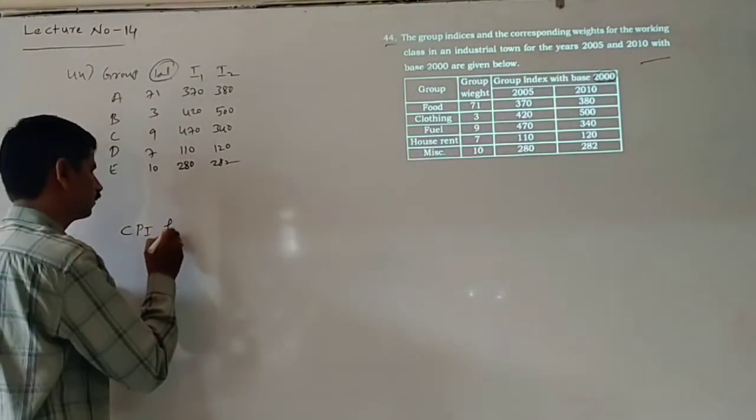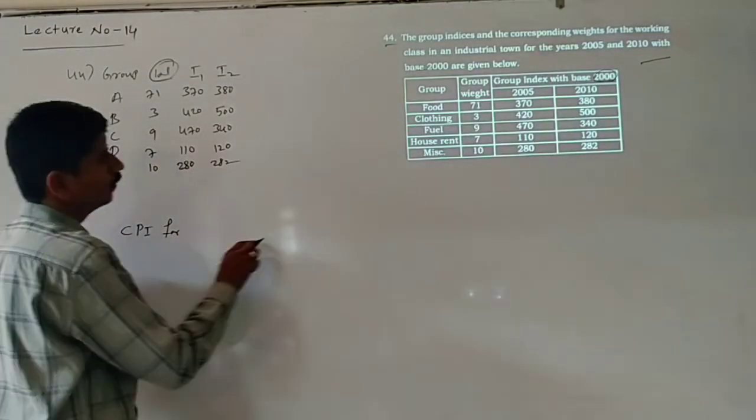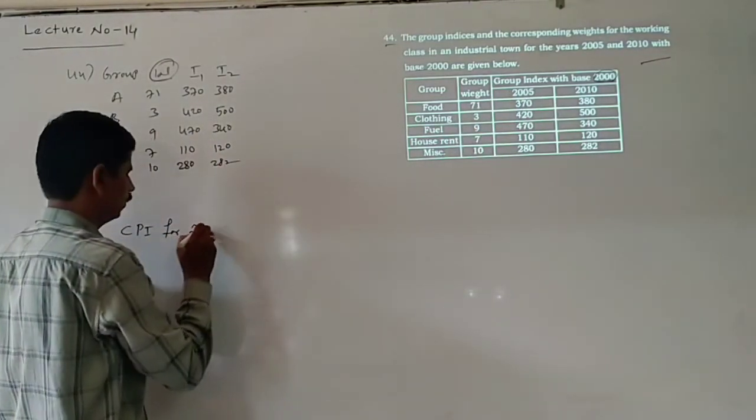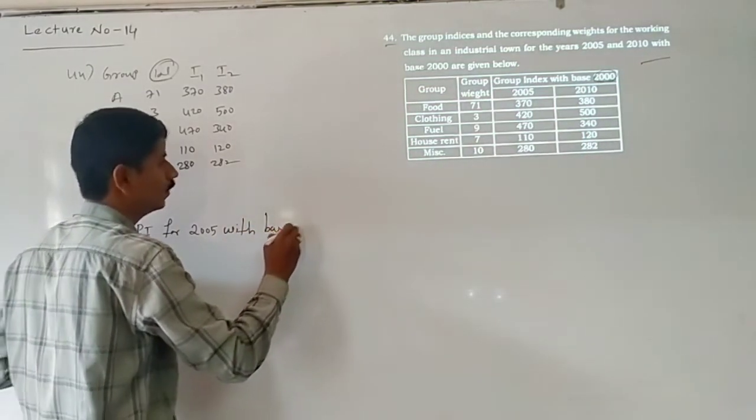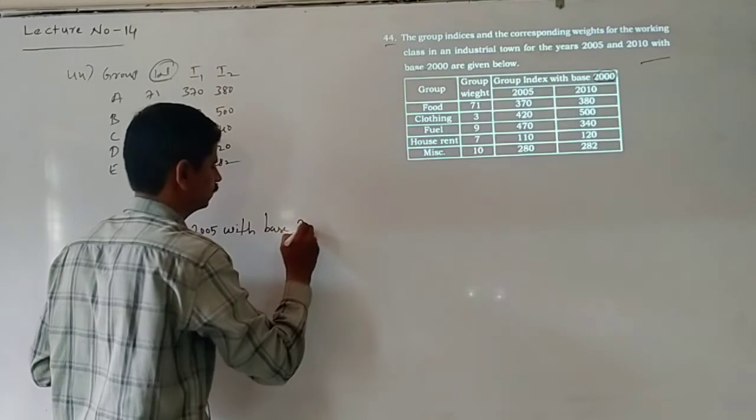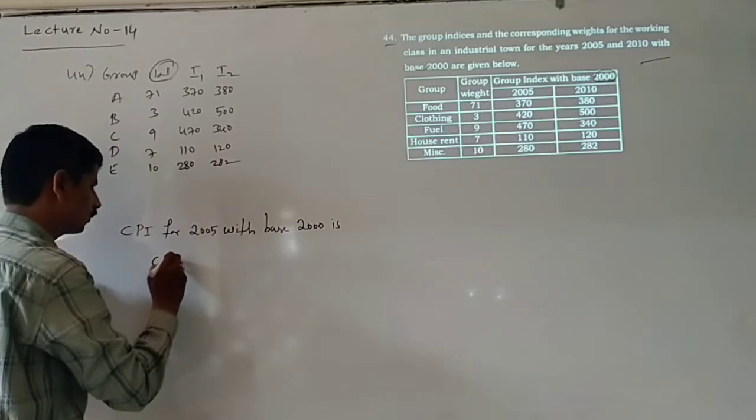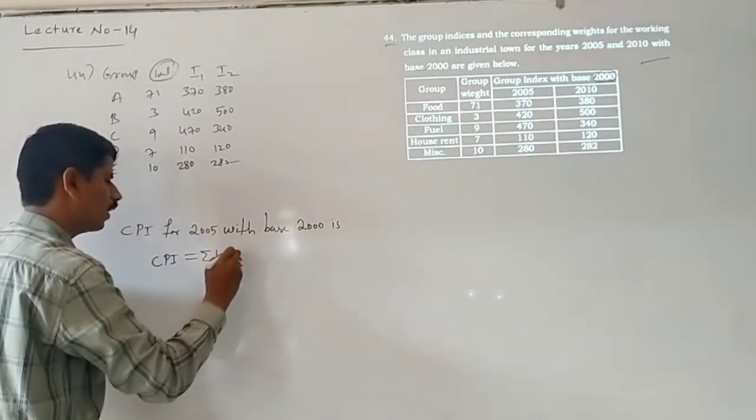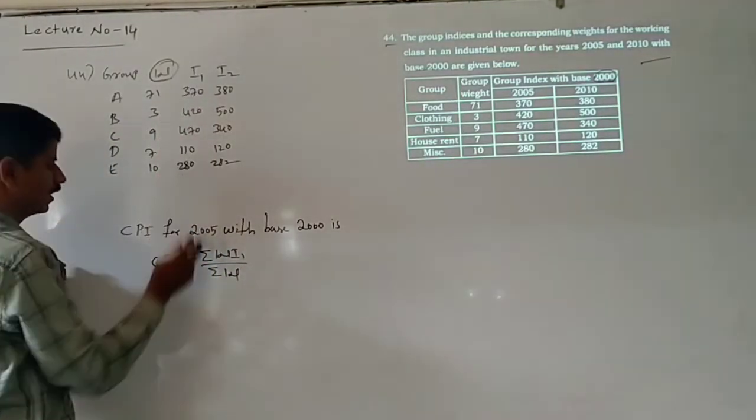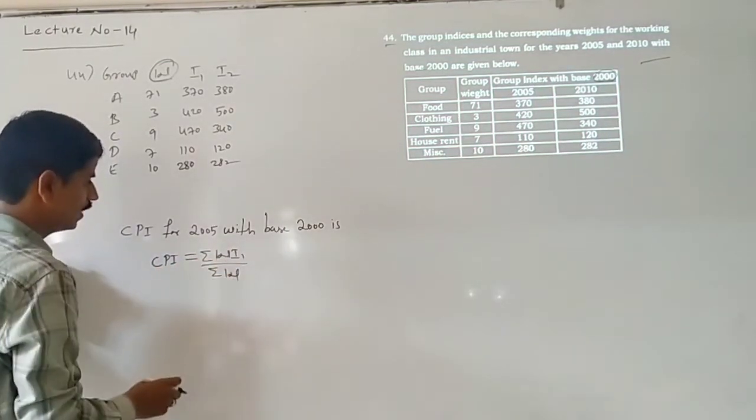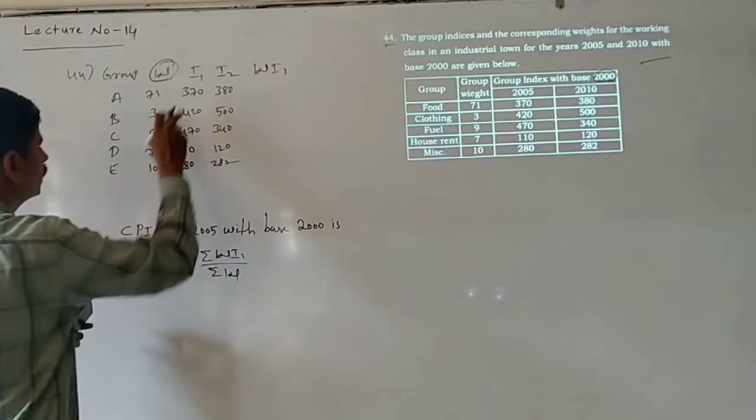CPI for the year 2005 with the base 2000 is CPI equal to sum of WI1 by sum of W. 2005 is the first current year, that is I1, so CPI equals sum of WI1 by sum of W. Here you have to multiply W into I1, this into this.